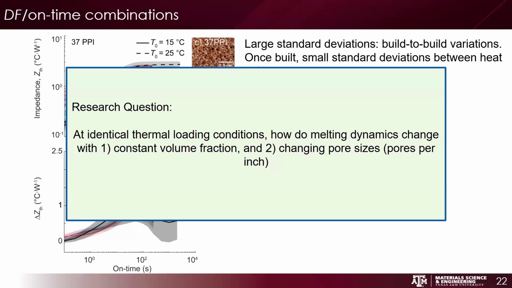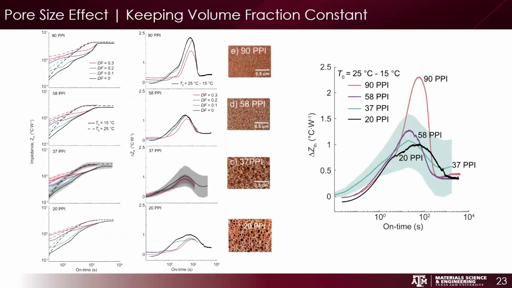So the research question then is: under identical thermal loading conditions, if we look at these pores and keep the volume fraction constant, or the ratio of liquid PCM to metal the same, and we change the pores per inch, how large the pores are, how would this affect the melting dynamics within the system? If we decrease pores per inch, the pores get larger because there are fewer pores per inch.